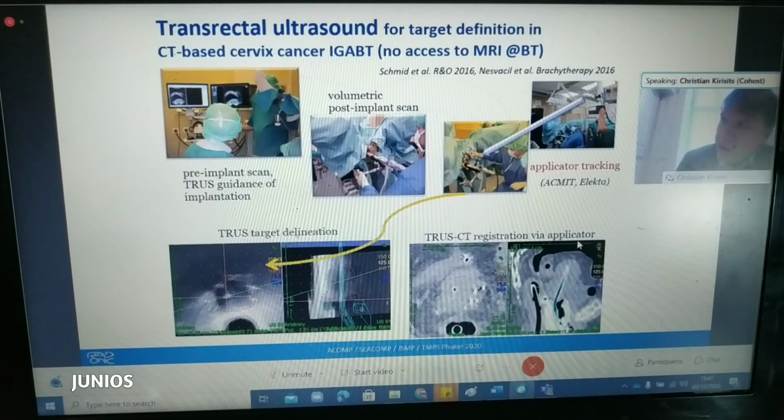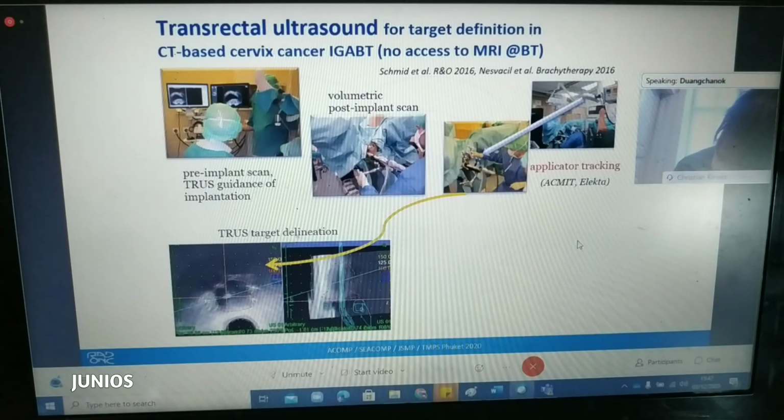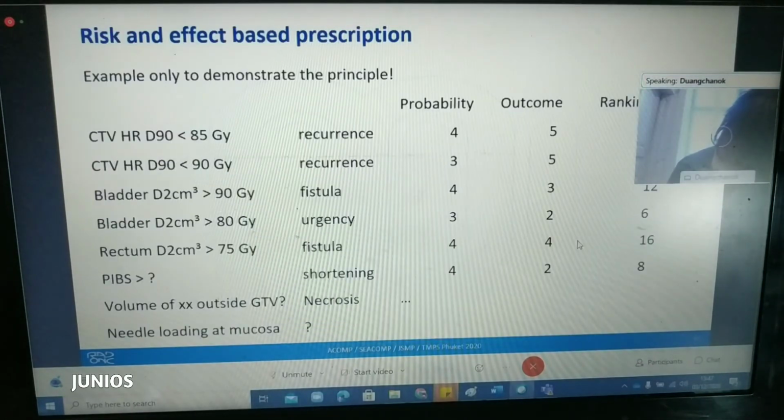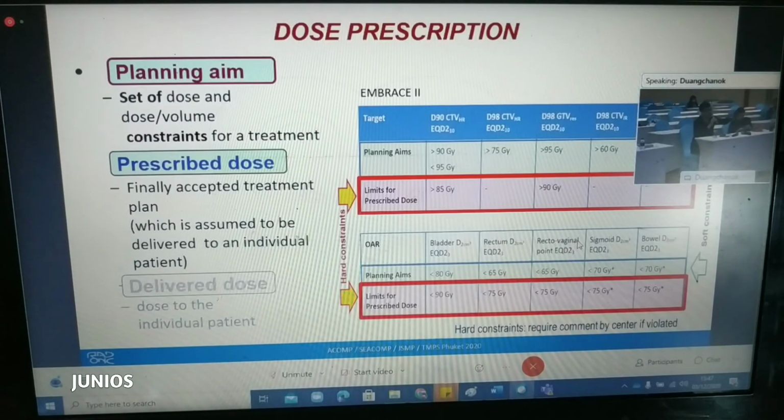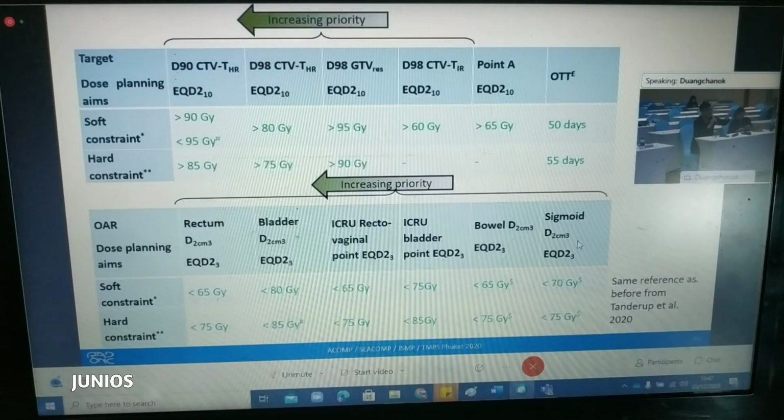The second question was about optical. The question is about ultrasound to show the dose, a higher dose to the target and lower dose to the normal tissue. Next slide, please. Thank you. But yes, you can see the very high dose to the target and lower to the normal tissue.